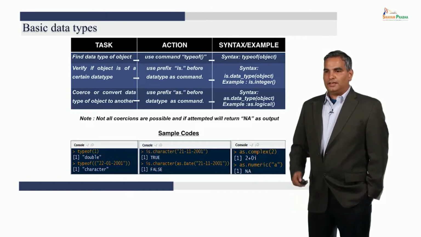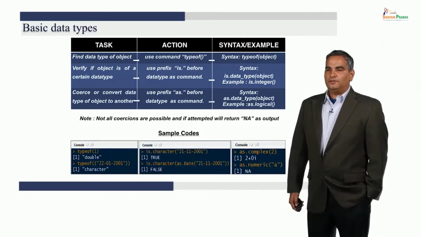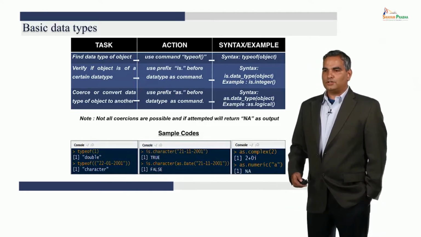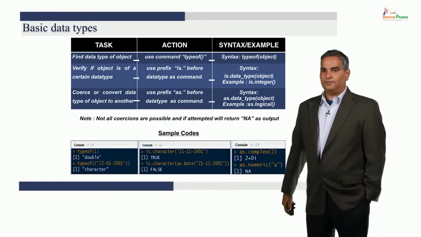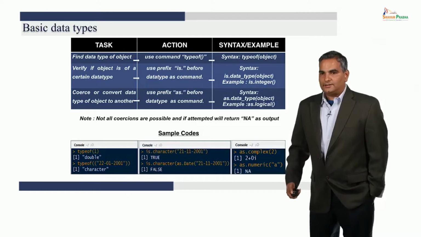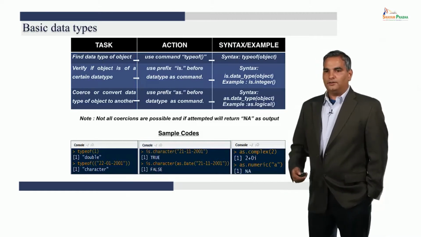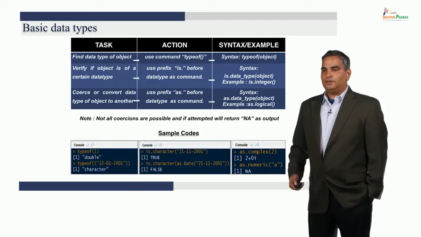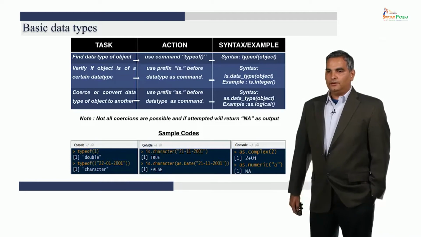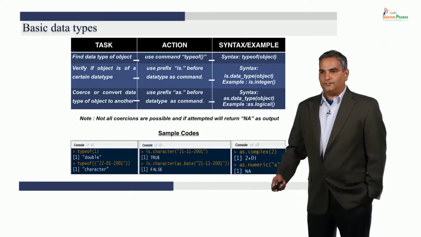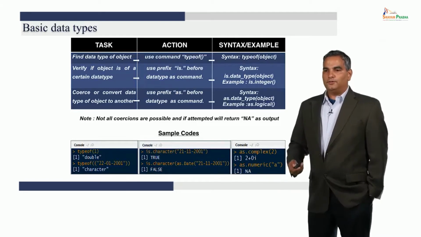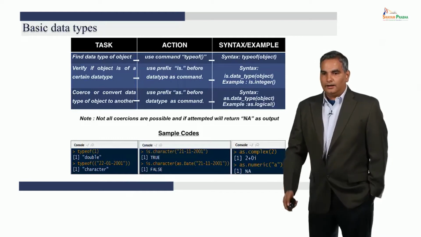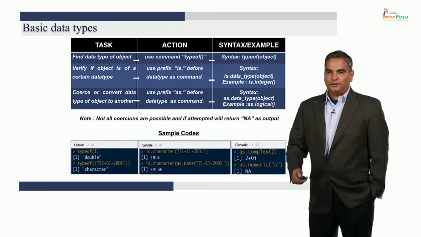The second task is if you want to verify if an object is really of a certain data type, then you can ask the question, is.datatype(object)? For example, you could say is.integer(some variable). And if this variable was originally defined as an integer, the result will be true. And if the variable was originally defined as not an integer, the result will be false. You can also coerce or convert data from one type to another using the as command. So for example, if you take a variable which is numeric, you could say as.logical of that variable and assign it to another variable. The new variable will be of logical type. So there are sample codes for each of these, using is.character, typeof, and as.numeric, in the slide below.